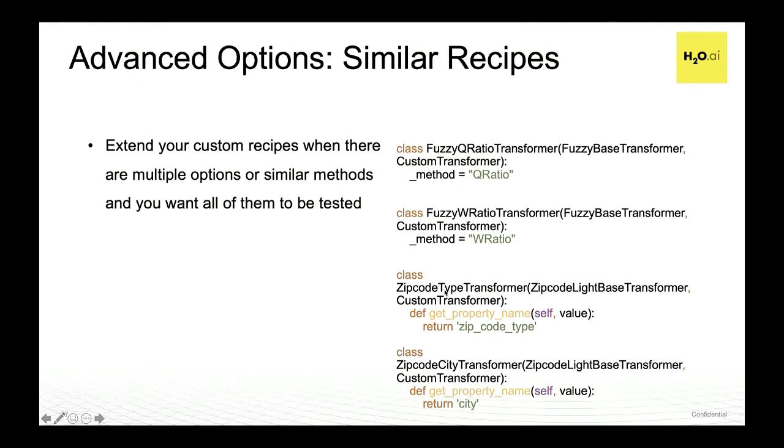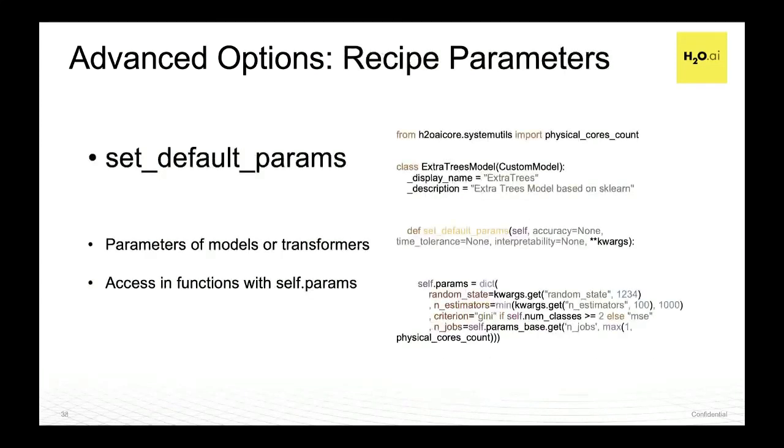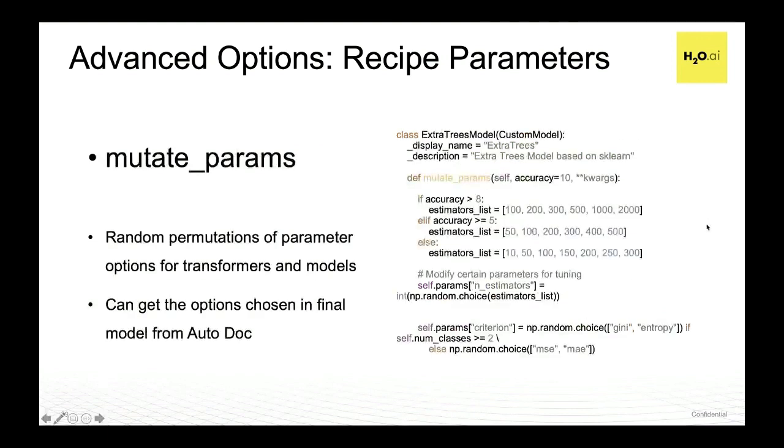We can also set default parameters and mutate the parameters. This is particularly important for models. In our extra trees, we might want to try different estimators or different numbers of trees. And so we can try many different trees depending on, in this case, our accuracy setting. So if we're doing a low accuracy or fast model, we might only do a really small number of trees. So just something we can check out, and there are examples in the model documentation, but things that you can do.